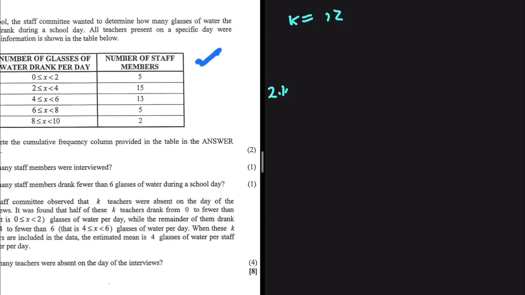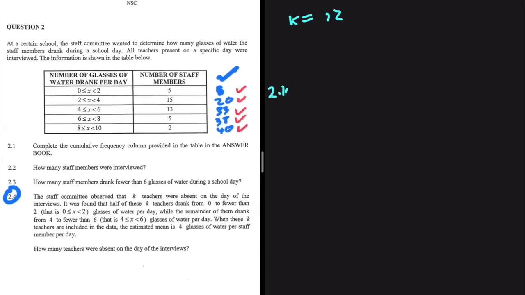So on the first column, I'm just going to have 5. And then following 5, I'm going to have 5 plus 15, which is 20, okay? After that, I'm going to have 20 plus 13, which is 33, okay? 33 plus 5 is 38. 38 plus 2 is 40. So your table for the cumulative frequency should look something like this: 5, 20, 33, 38, and lastly 40. Okay, so that is 2.1. We are done with that.